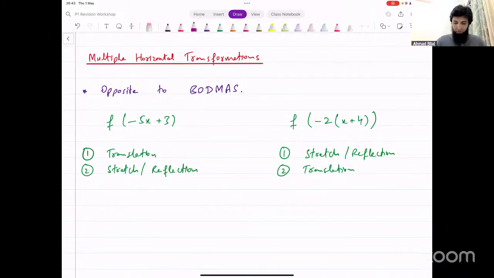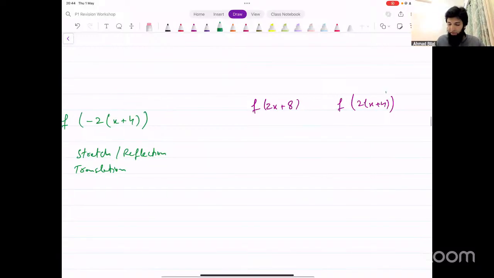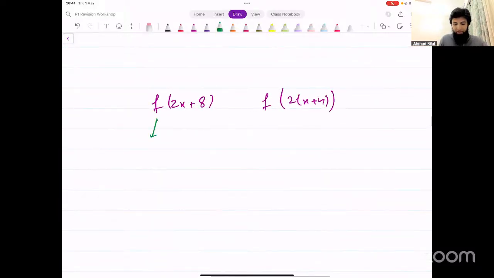Okay, one last example in this. Somebody asking about this. f of 2x plus 8 and f of 2 into x plus 4. Are they the same? Yes, they are both the same. If you have this, if you want, you can convert it to this and then write down the transformations. That's also fine. अगर आप इनके अलग-अलग लिखते हो, you can write it like this.